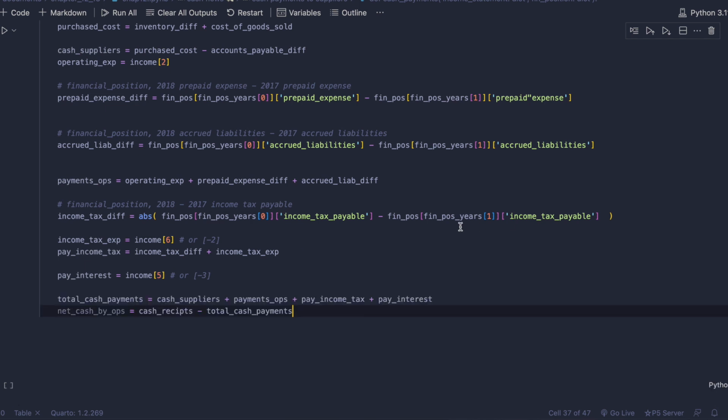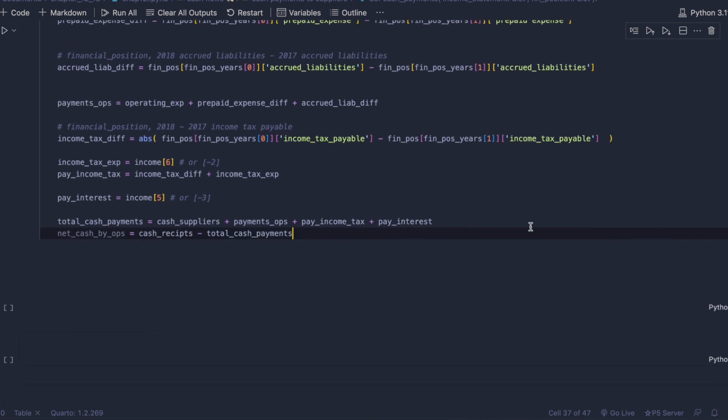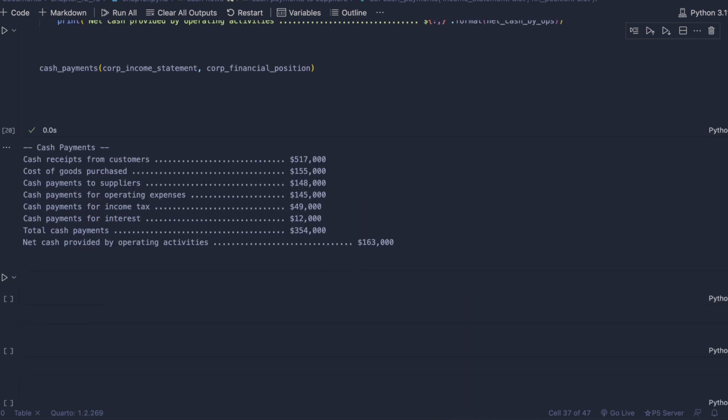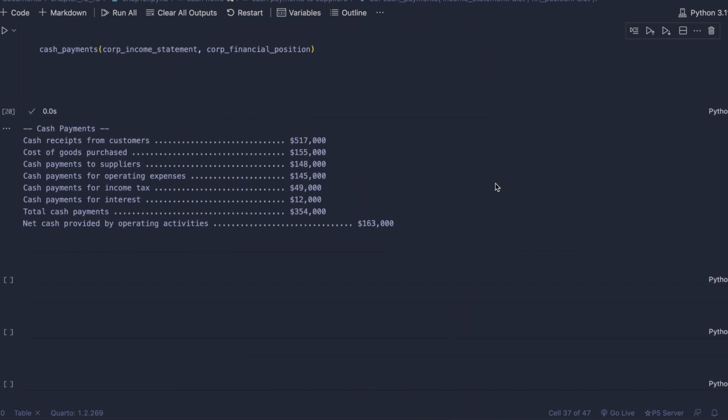Total cash payments. Cash suppliers plus payment operations, plus pay income tax and pay interest. And lastly, net cash by operations. Net cash by operations is cash receipts subtract total cash payments. And then print out this information. Now call our function. Cash payments output.